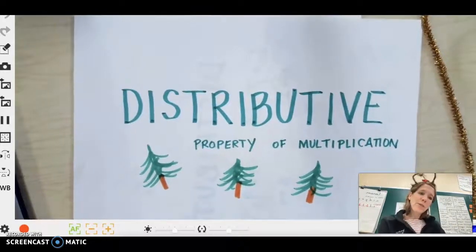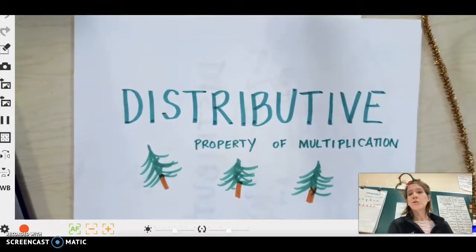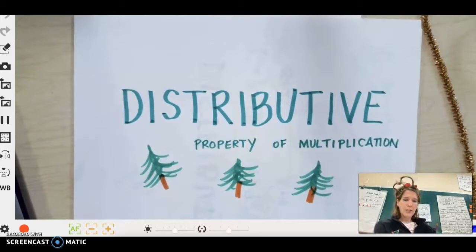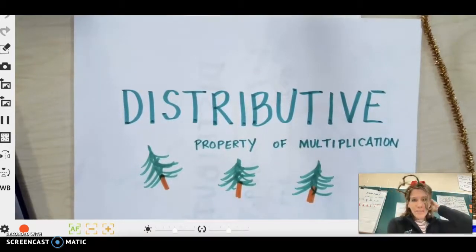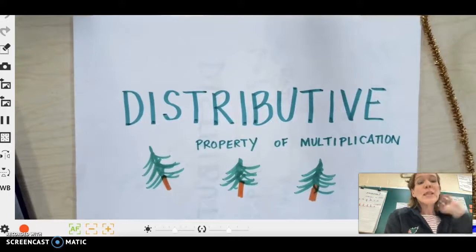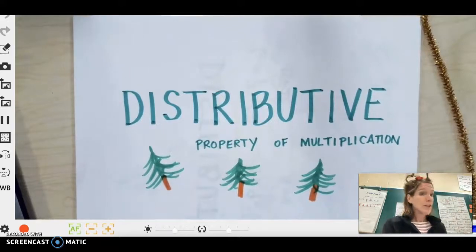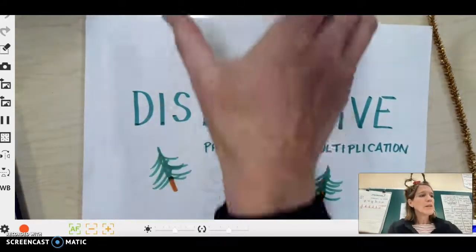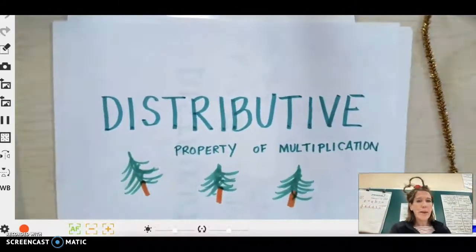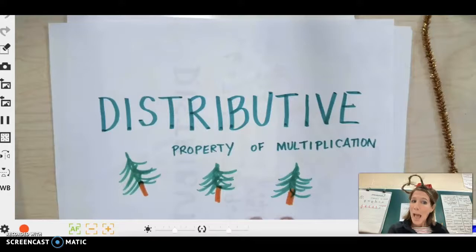Third grade. Okay, welcome to Distributive Property of Multiplication, Part 3. This is a tricky concept, so the more we practice it and the more we understand what we're doing, the easier it'll be. Today we're going to work on some arrays brought to you by Christmas trees.